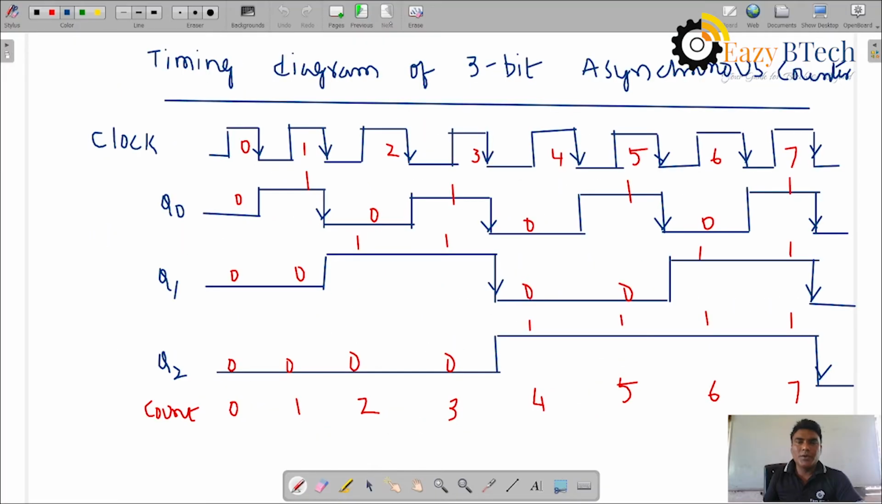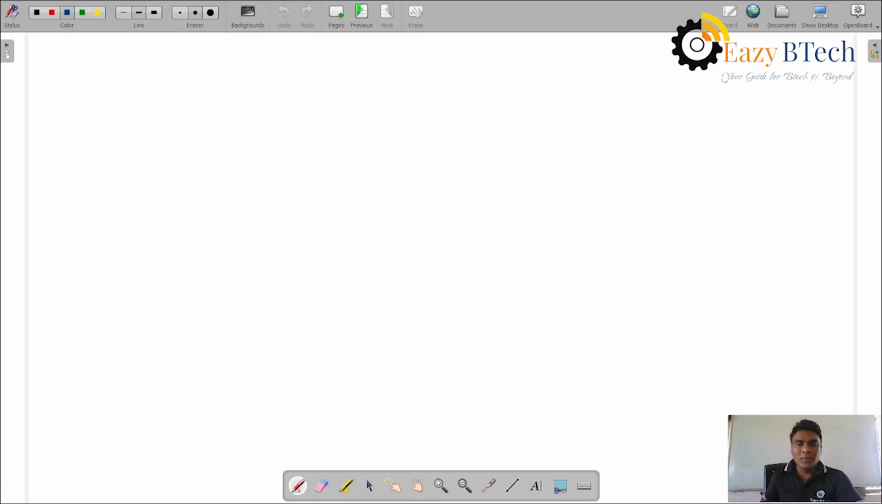Okay, that is about the 3-bit asynchronous counter. Each output serves as a clock to the next stage. Then the first clock pulse is applied to the first flip-flop. Timing diagram, truth tables. Next, see the 3-bit synchronous counter.